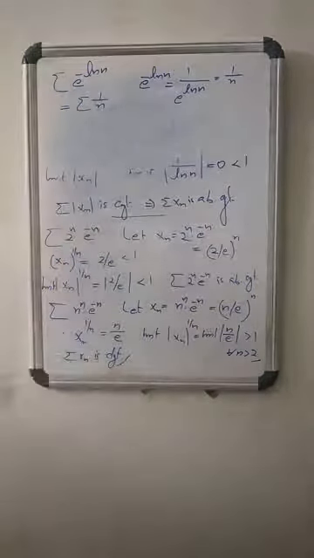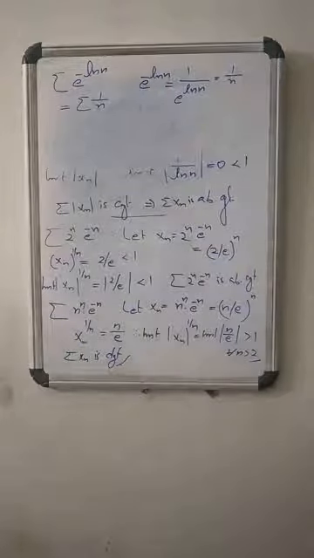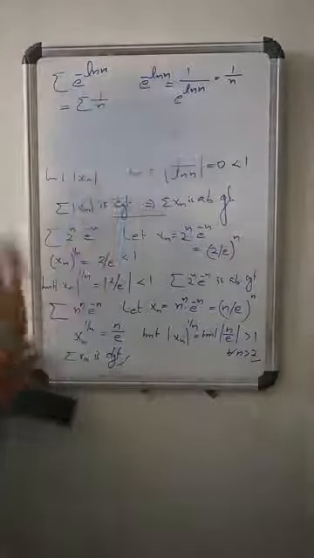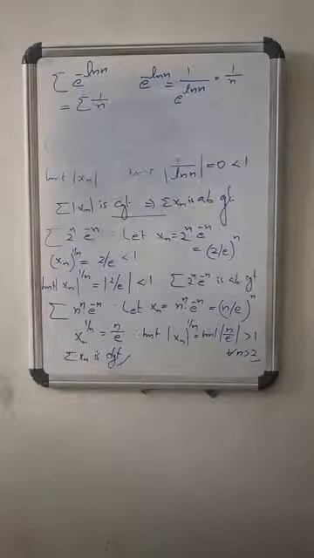Agreed? But what is sigma 1 by n? Sigma 1 by n is the harmonic series. It diverges. So by the limit comparison test, sigma e power minus log n also diverges. Clear? Okay.